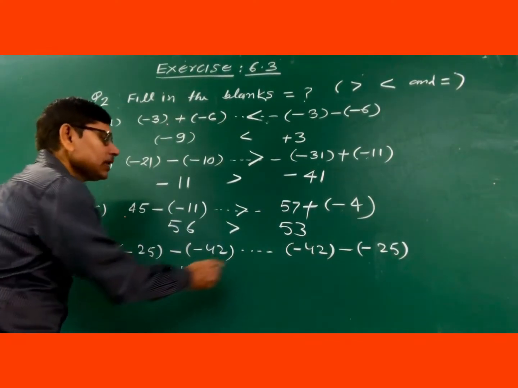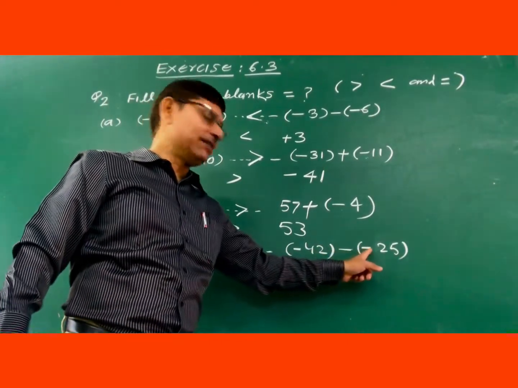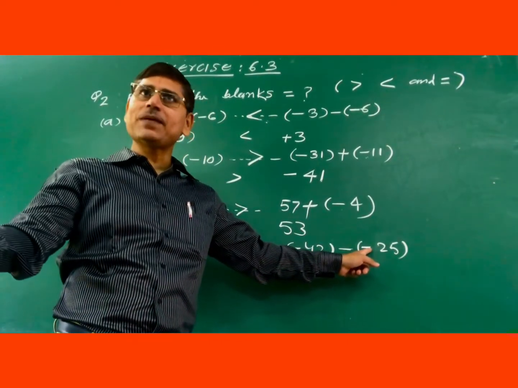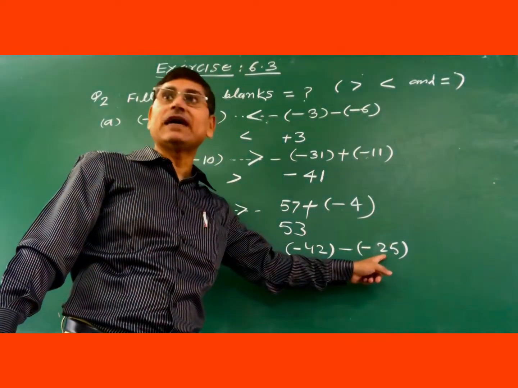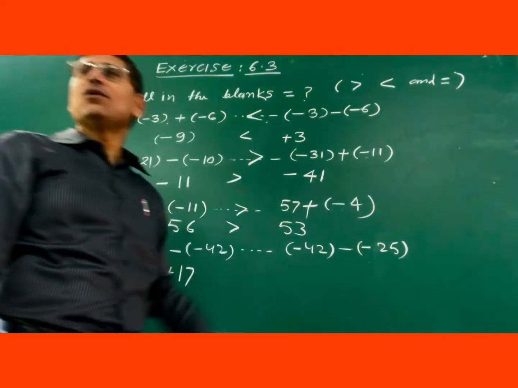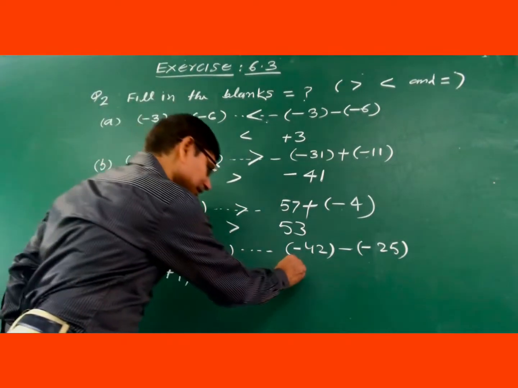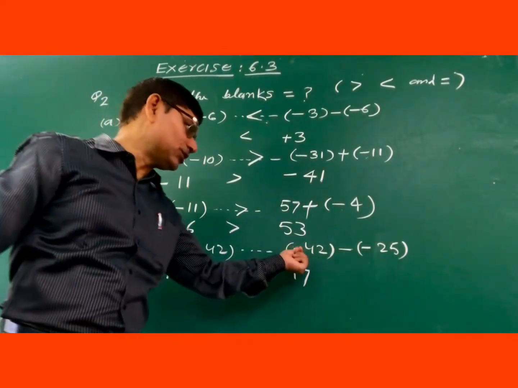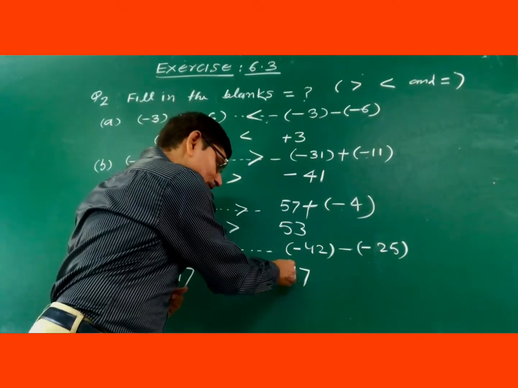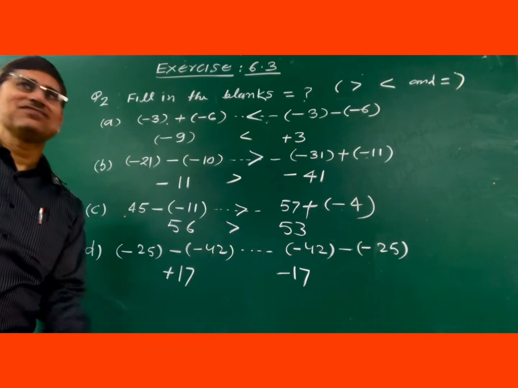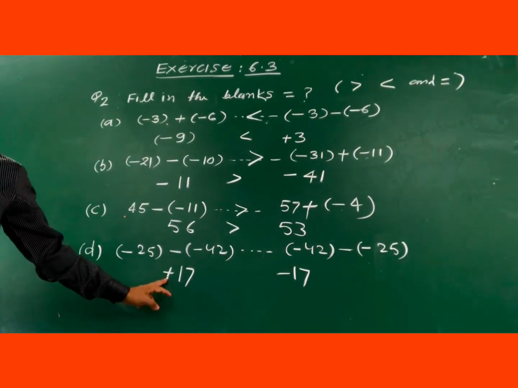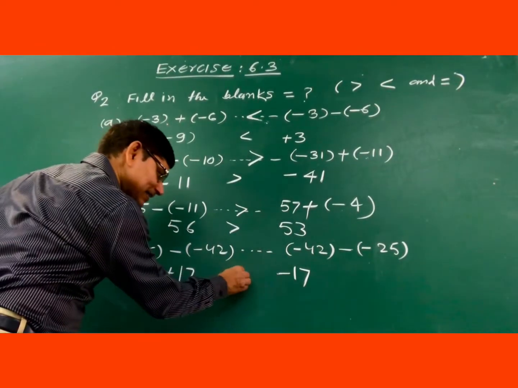Okay. After that, this is minus and minus, again plus. So 42 minus 25, 17. But here 42 is the negative, so you will mark minus. 17 is greater, so you will mark this sign.